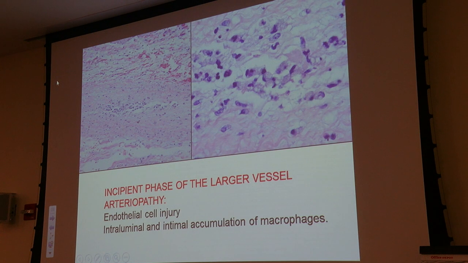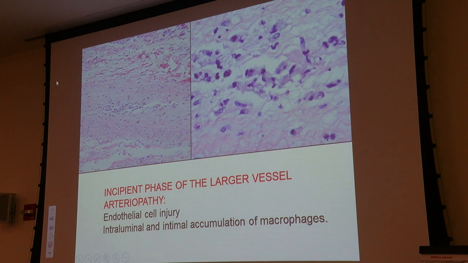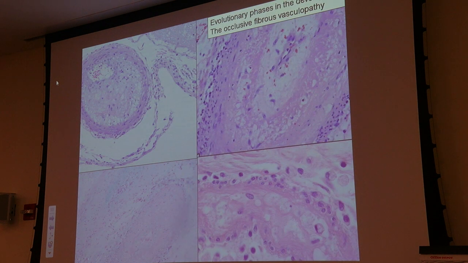So the incipient lesion is one that, again, involves small arteries, characterized by an accumulation of macrophages, actually within the vascular lumens, and migrating through into the intima. There will be at this phase endothelial cell injury with some element of fibrin deposition. So that is the incipient phase. But then the later stage lesion is this very striking proliferative neo-intimal arteriopathy.